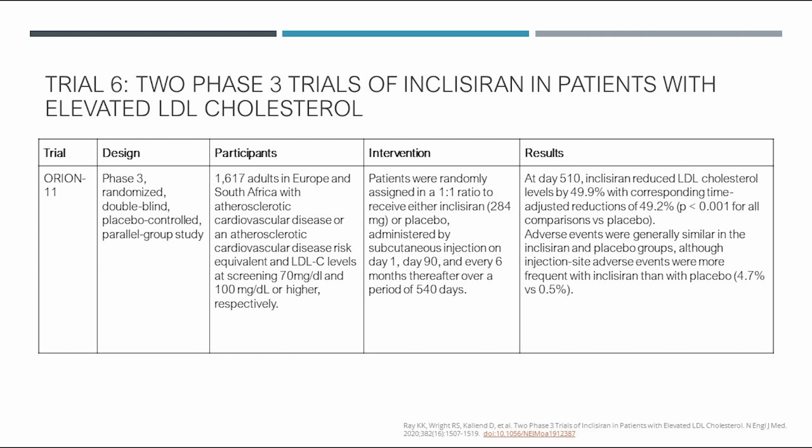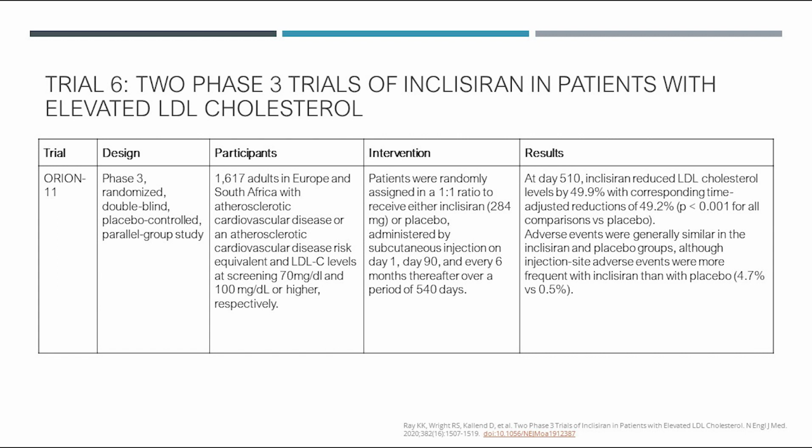1,617 adults in Europe and South Africa were included in this study. These individuals needed to have atherosclerotic cardiovascular disease itself with an LDL of 70 or higher, or an atherosclerotic cardiovascular disease risk equivalent and an LDL of 100 milligrams per deciliter or higher. These individuals were randomly assigned in a 1-to-1 ratio to receive either Inclisiran at 284 milligrams or placebo.